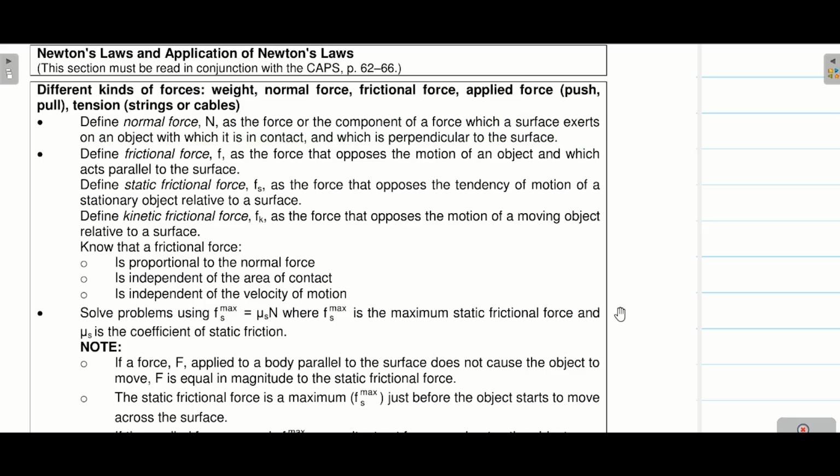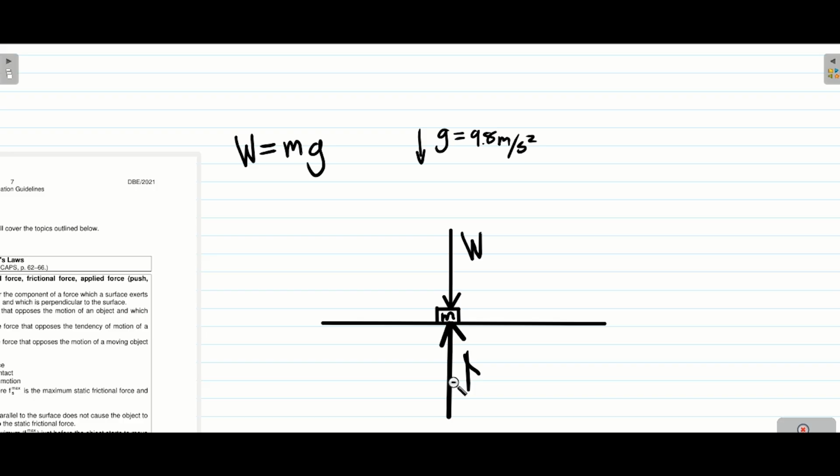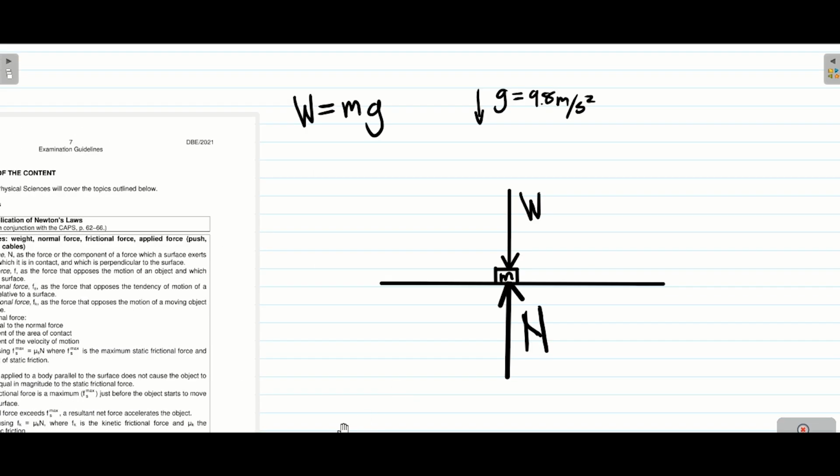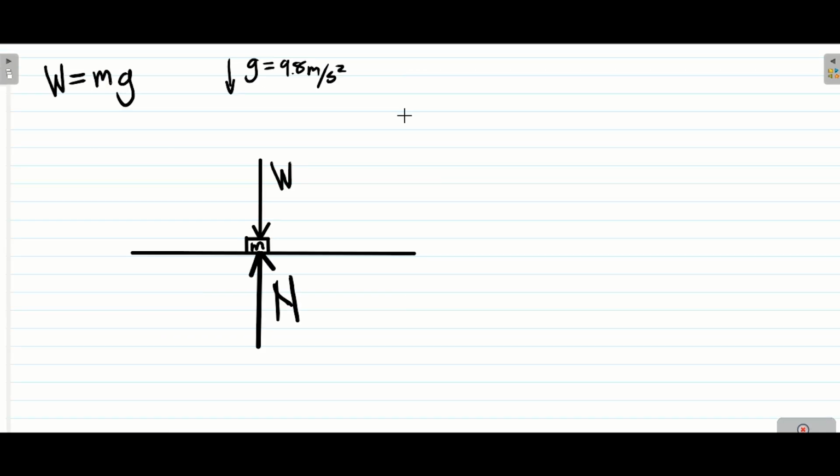So if we go back to our diagram, it's the force which the surface exerts on an object in which it is in contact and is also perpendicular to the surface. So next case, what if our box is moving? Let's say this box is moving to the left, in that direction. Now we're getting into the topic of friction.